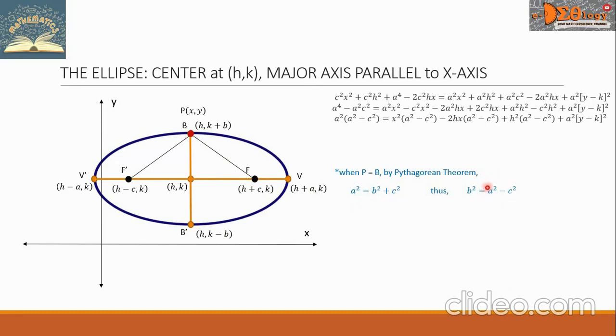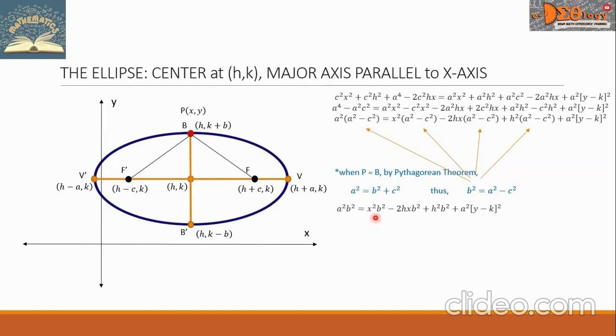Remember that this a squared minus c squared is familiar here in the equation, whereas we can substitute the value b squared for this group, also here, here, and here. Substituting that value, we now have a squared b squared equals x squared b squared minus 2hx b squared plus h squared b squared plus a squared times the square of y minus k.